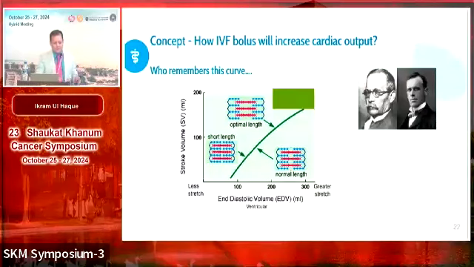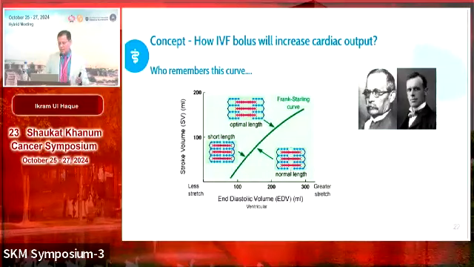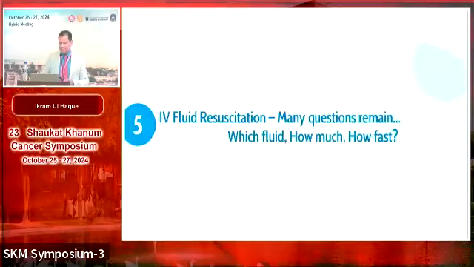Basically, the point here is that there is a relationship between the stroke volume and the end diastolic volume. It says that if you stretch cardiac muscle, it will contract more. So we give a fast bolus of fluid, which increases the size of the ventricle, which is a stretch on the heart, and now the heart will contract more. Your stroke volume will go up and immediately increase your cardiac output. So this is how the IV fluid bolus works.